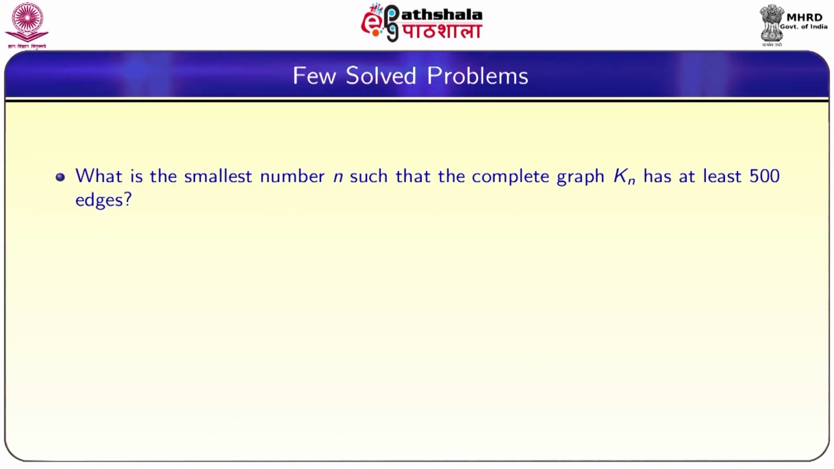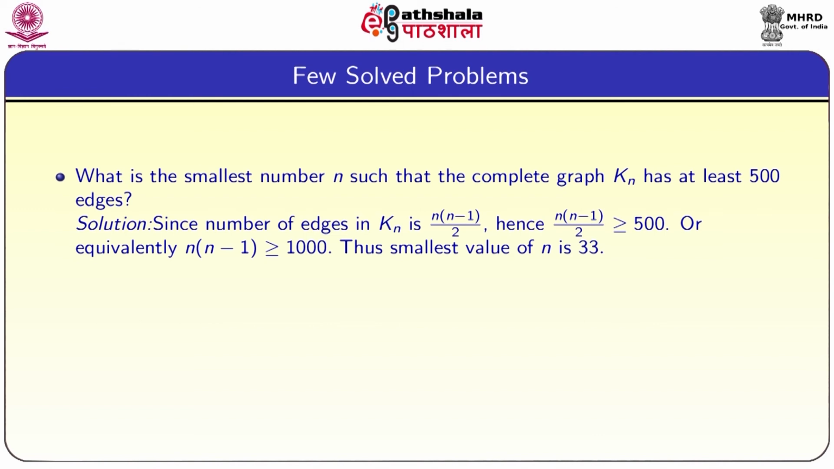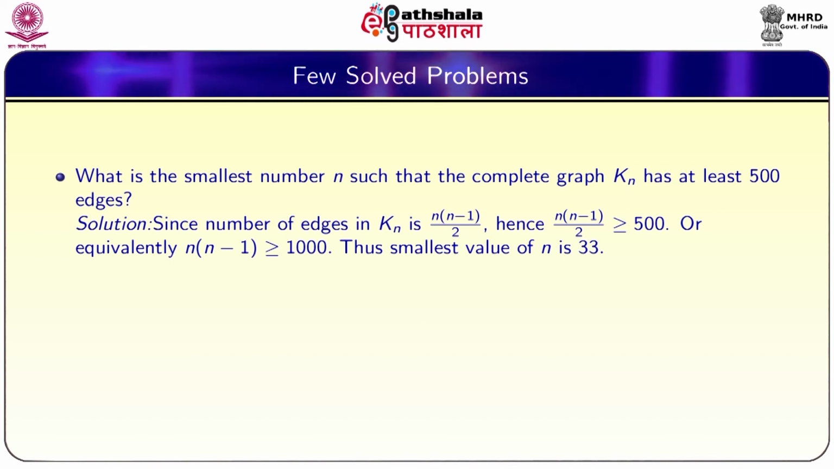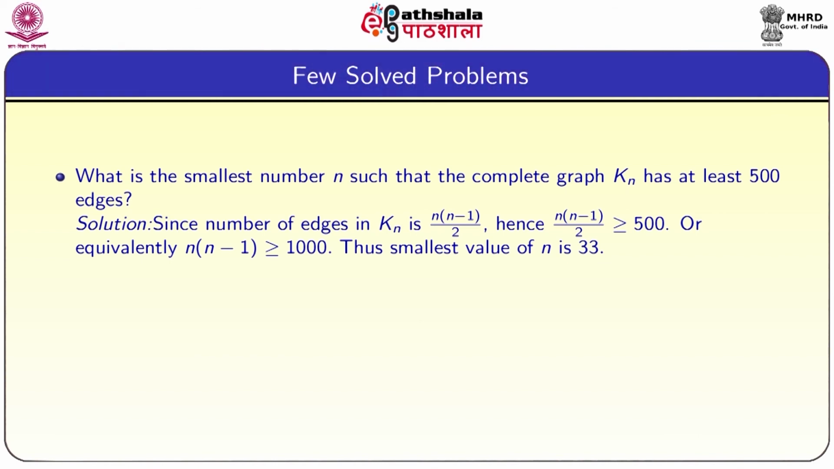Now we are going to solve a few solved problems. The first question is, what is the smallest number n such that the complete graph Kn has at least 500 edges? The solution: since the number of edges in Kn is n(n-1)/2, hence n(n-1)/2 is greater than or equal to 500. It is because we are looking at least 500 edges. Or equivalently, n(n-1) is greater than or equal to 1000. The smallest value of n is 33.